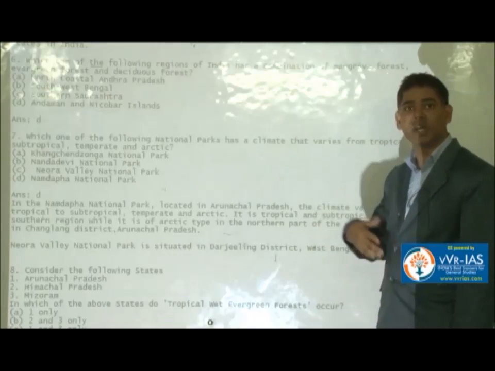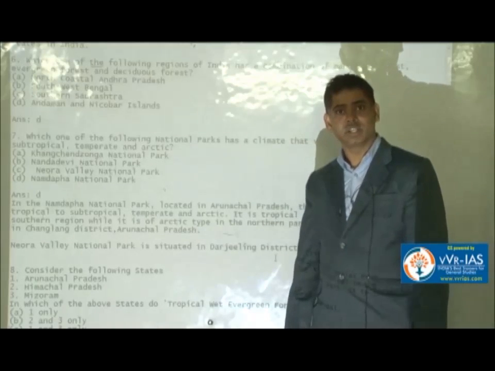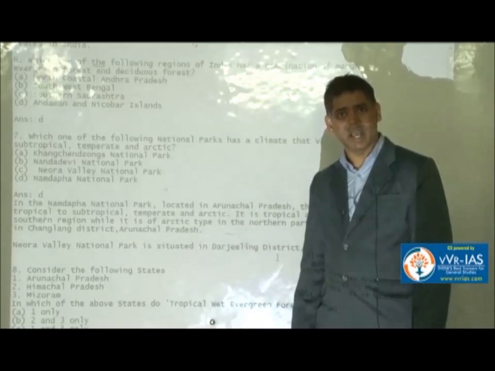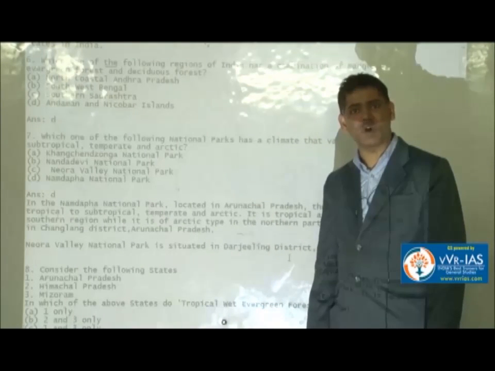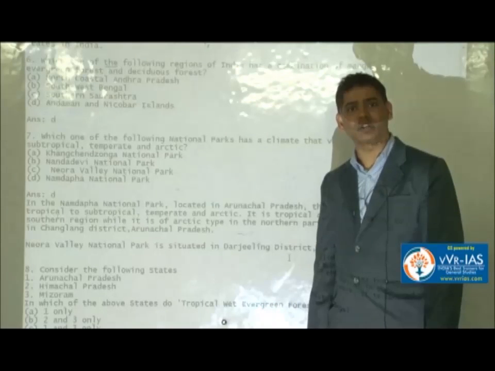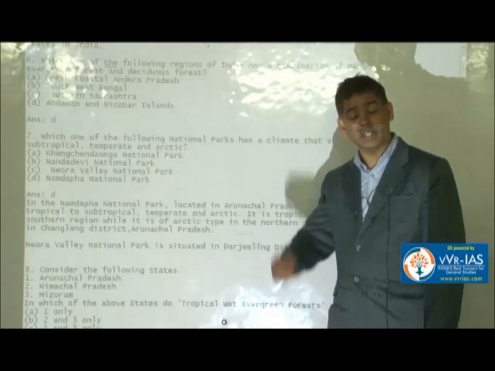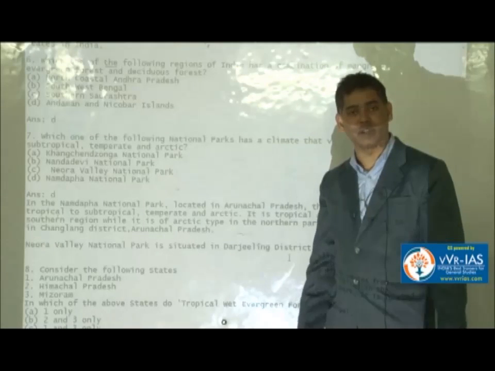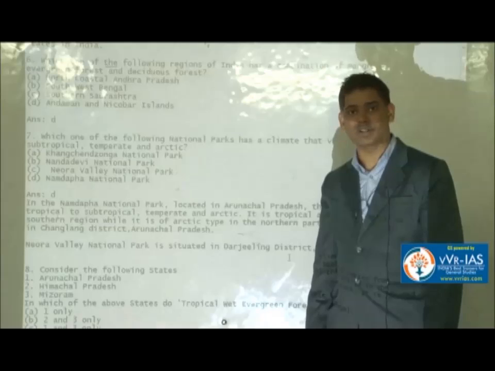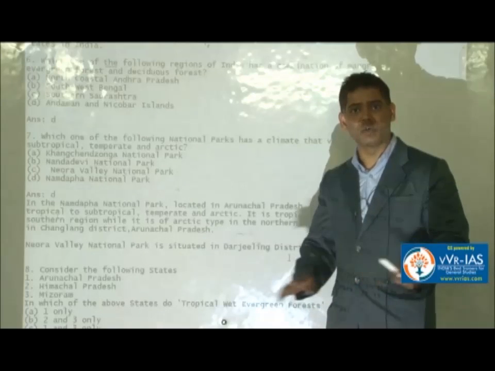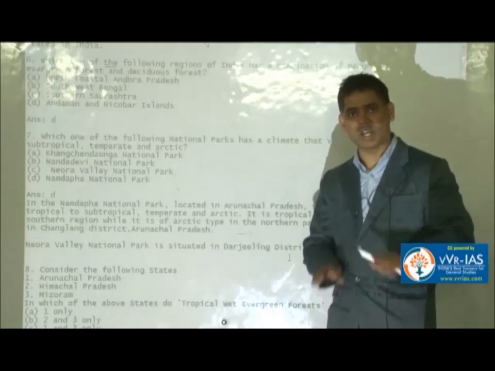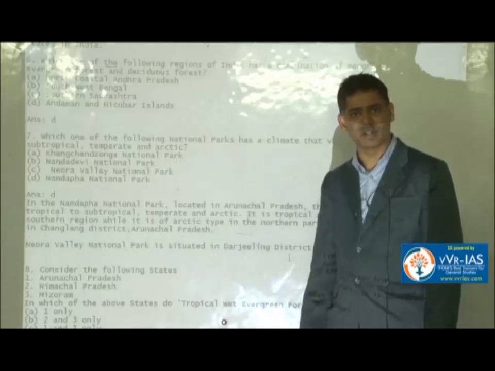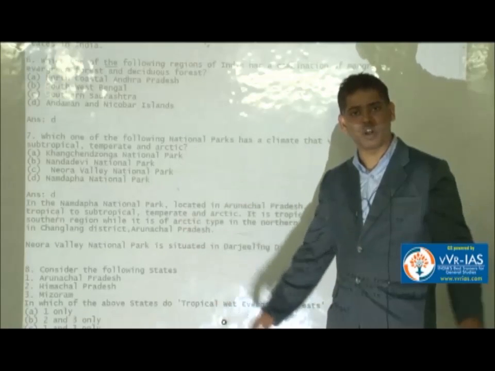Tropical means very high temperature. Can you let me know one place in India where even ice is found, and where even the tropical forest is found? It is never possible in Jammu and Kashmir, because the temperature of Jammu and Kashmir is very, very low, no tropical forest. Himachal Pradesh, no tropical forest. Uttarakhand, no tropical forest. Sikkim, no tropical forest.